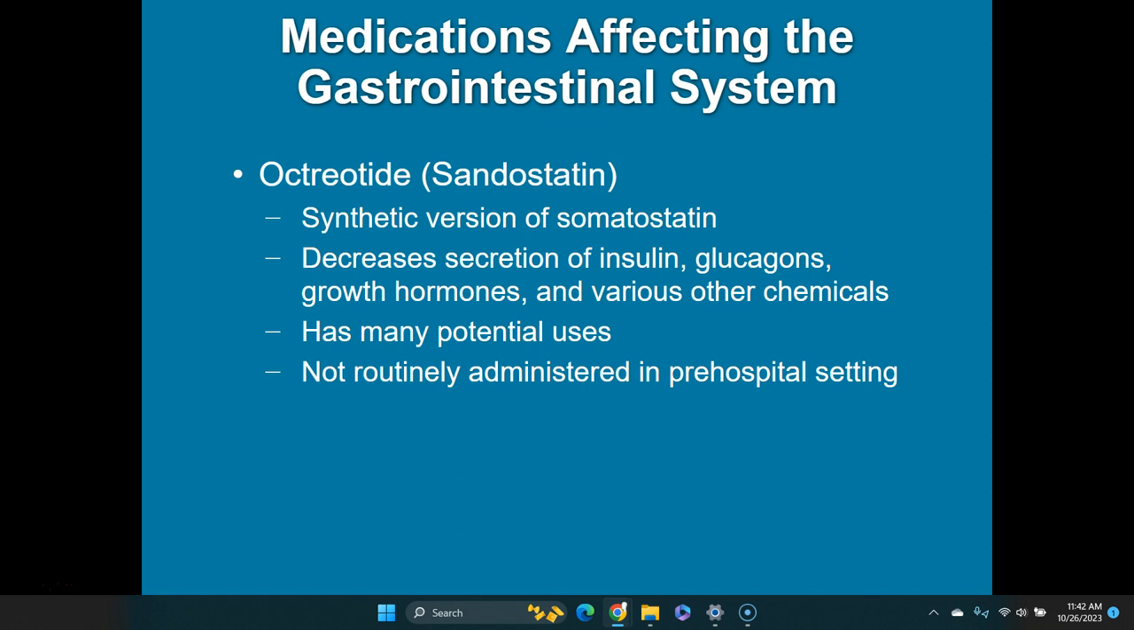Sandostatin. Synthetic version of somatostatin, decreases secretions of insulin, glucagon, growth hormones, and various other chemicals. Has many potential uses, but not really in the pre-hospital setting. So that's something else that could affect the GI system.